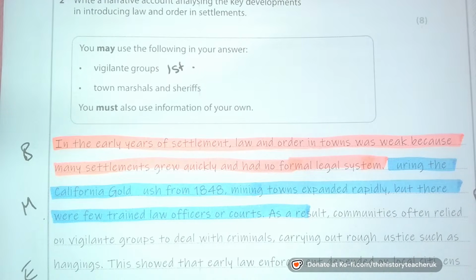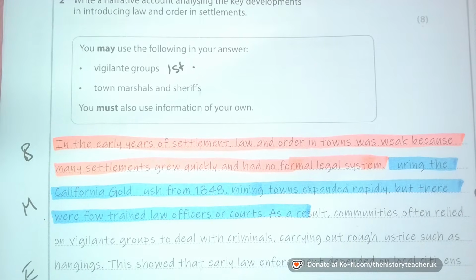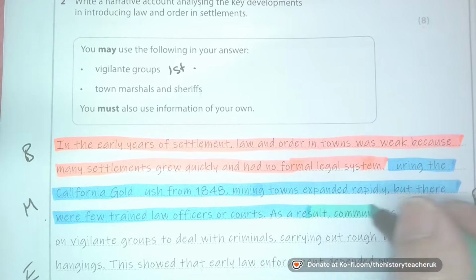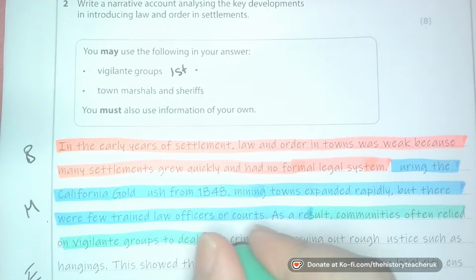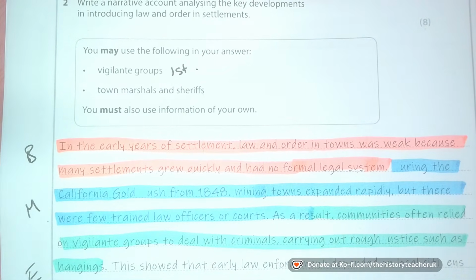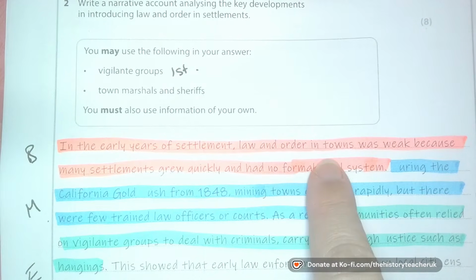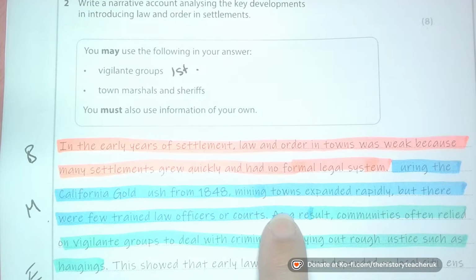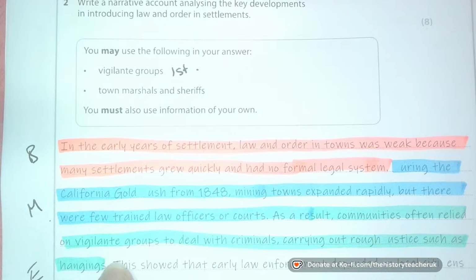So the towns are expanding, but they are beginning to have a few courts, but there's hardly anything. And then, as a result of this, communities often relied on vigilante groups to deal with criminals, carrying out rough justice such as hangings. So that's our beginning, middle and end of our paragraph. At the beginning there is nothing at all. Then towns begin to expand, and as a result of this they have to use vigilante groups.